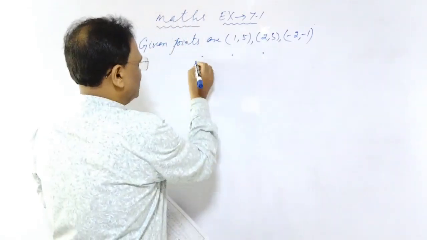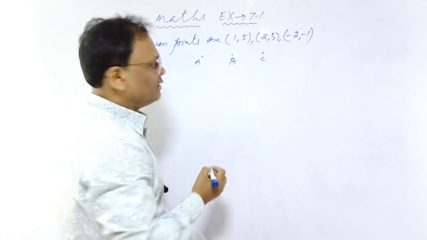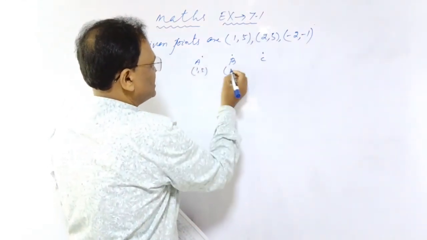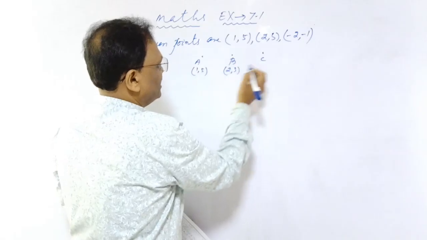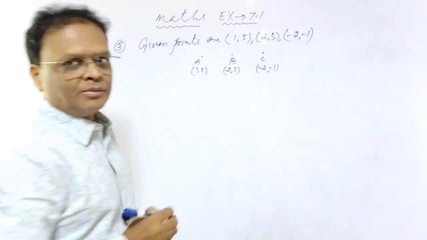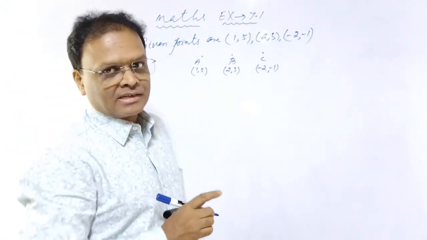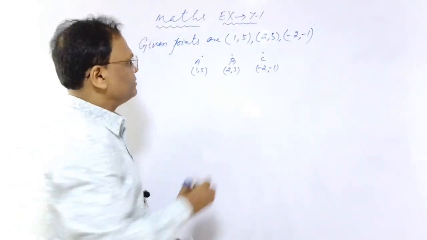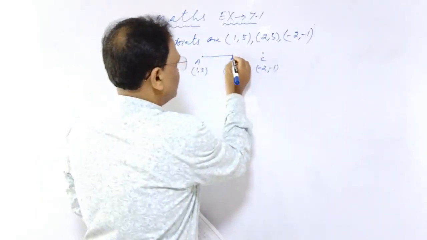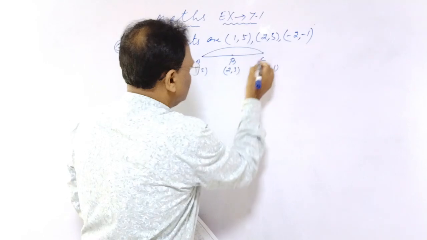Let me write these 3 points as A, B, C. The first point is A, 1, 5. B, the second, is 2, 3, and the third one, C, is -2, -1. If you want to prove that these are collinear, first I have to find AB, then I'll find the distance BC, then I'll find AC.